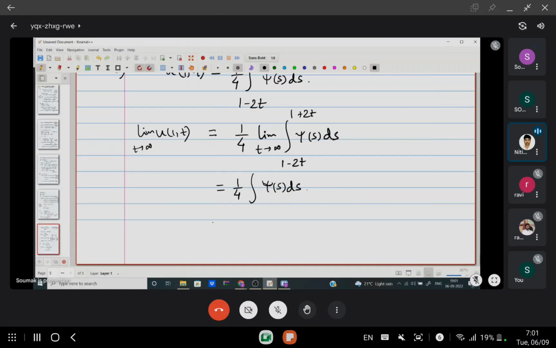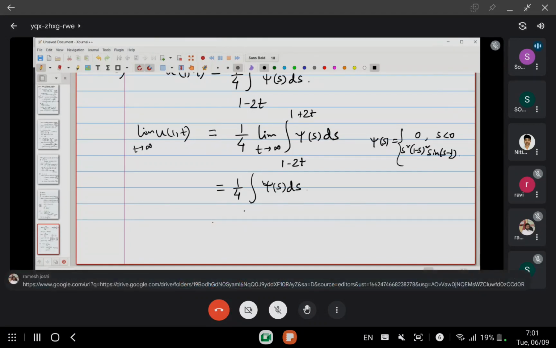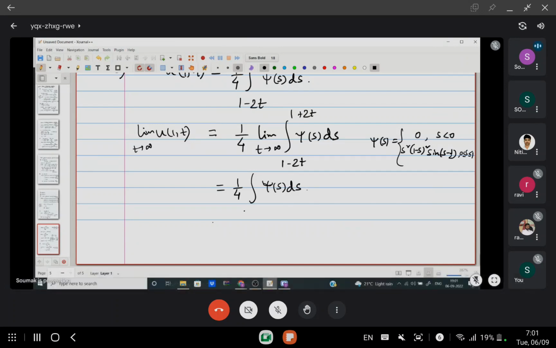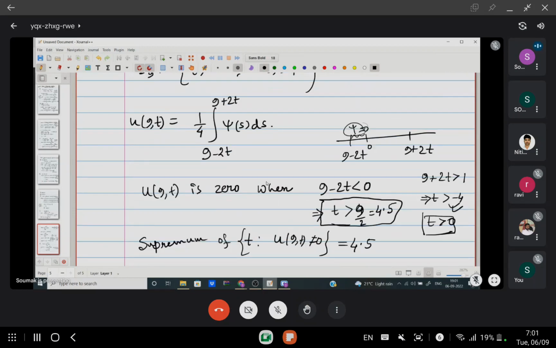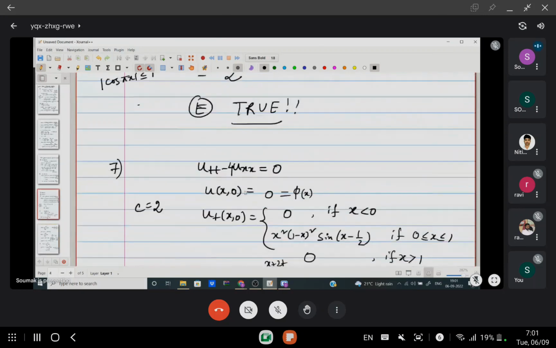What is the psi, sir? Is there any proper formula for psi? Yes, psi is given by the same thing. Psi is 0 when s is negative. It is s squared into (1 minus s) squared into sine(s minus half) whenever s is between 0 and 1, and it is 0 whenever s is greater than 1. Psi is given by the initial condition that I already wrote here. Here u(x, 0) is my psi.